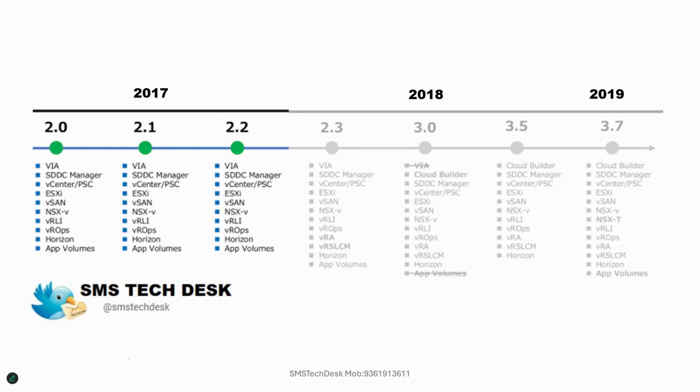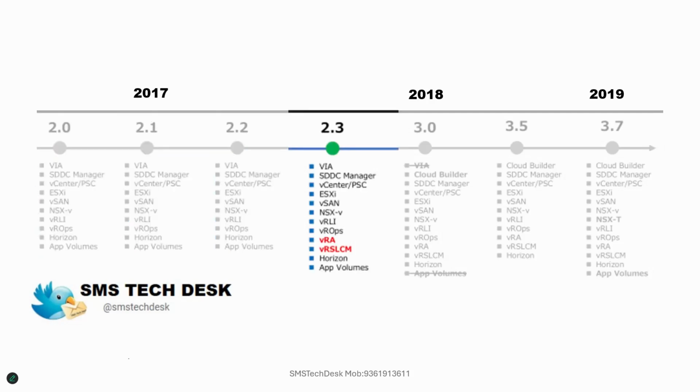VCF started as a combination of all these tools, but deployment and automation were still evolving in 2.0, 2.1 and 2.2. Now, when we move slightly forward to version 2.3, we can see some improvements. Here, VMware started adding more automation and introduced components like vRealize Automation and vRealize Suite Lifecycle Manager. This was the stage where VCF was slowly moving towards a more complete cloud platform.